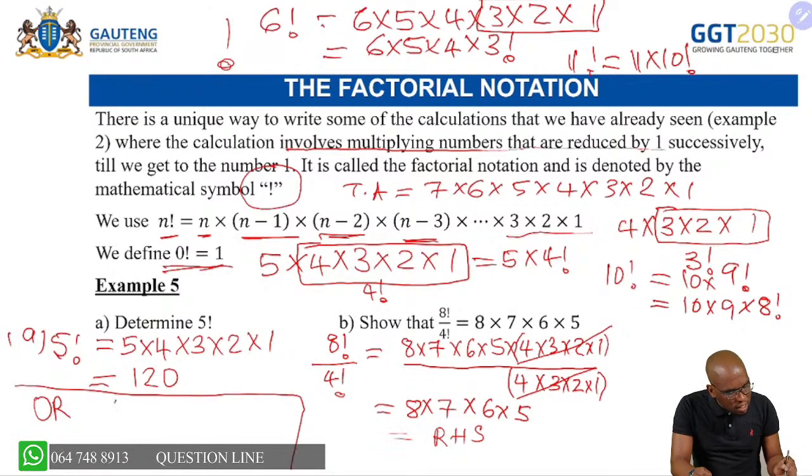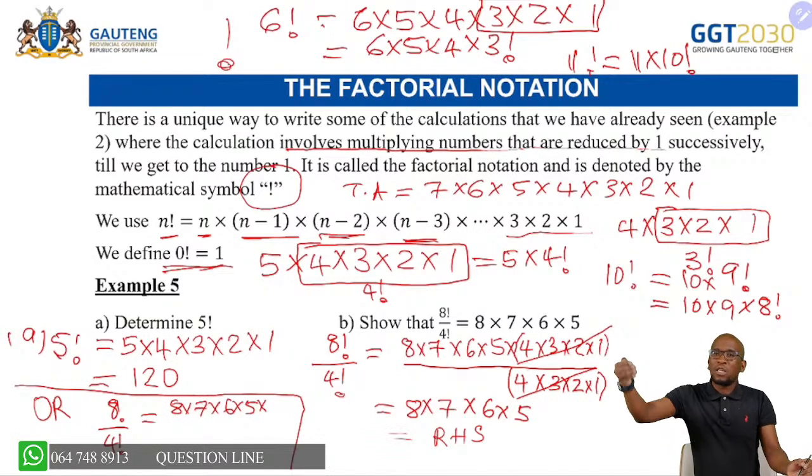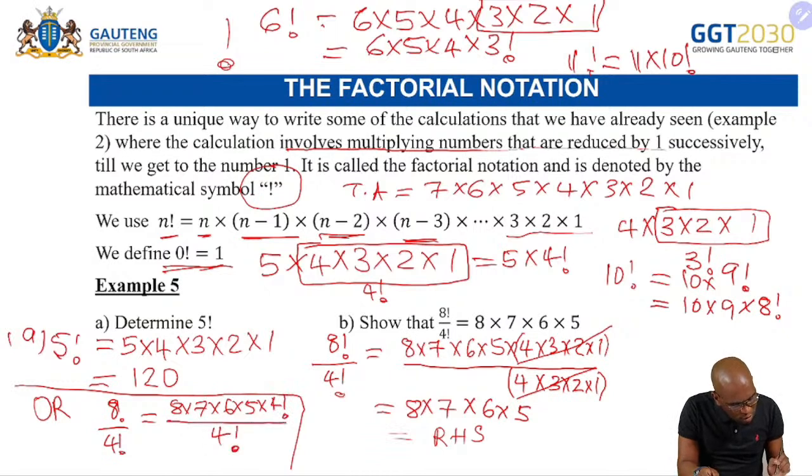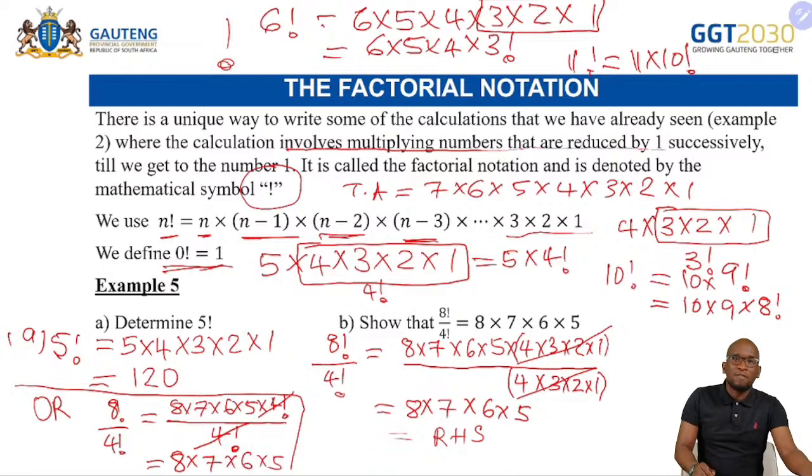Alternatively, we can say 8 factorial over 4 factorial is the same as 8 times 7 times 6 times 5 times 4 times 3 times 2 times 1, and 4 times 3 times 2 times 1 is the same as 4 factorial, divided by 4 factorial. So the 4 factorial and the 4 factorial will divide out. You'll be left with 8 times 7 times 6 times 5. That's basically what we are working with.